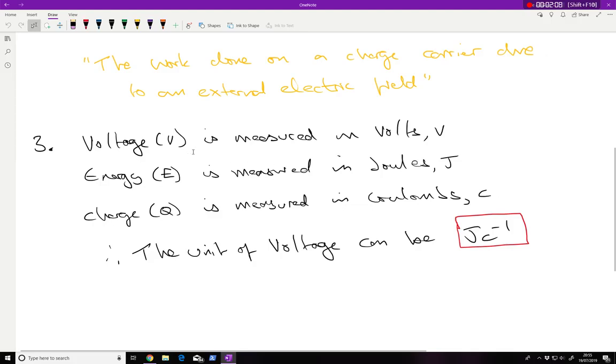So voltage, symbol V, is measured in volts. The energy E is measured in joules, J, and charge Q is measured in coulombs. So the unit of voltage is not only volts, but the base unit is actually joules per coulomb. Okay, energy per unit charge.